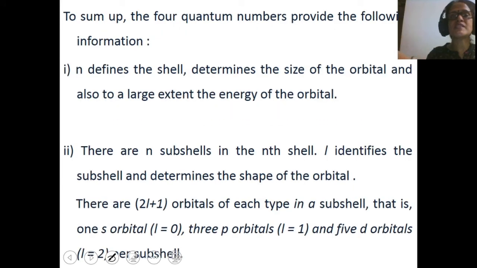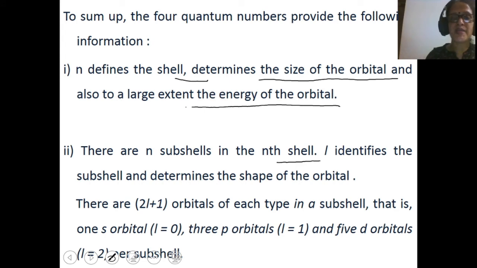In the last, we will sum up all these points we have discussed. n defines the shell, and it determines the size of the orbital and to a large extent the energy of the orbital. So n defines the shell, size of the orbital and the energy of the orbital. And there are n subshells in the nth shell. I explained this point previously. If I'm talking about the first shell, it has one subshell only. The second shell has two subshells, 2s and 2p. So there are n subshells in the nth shell.